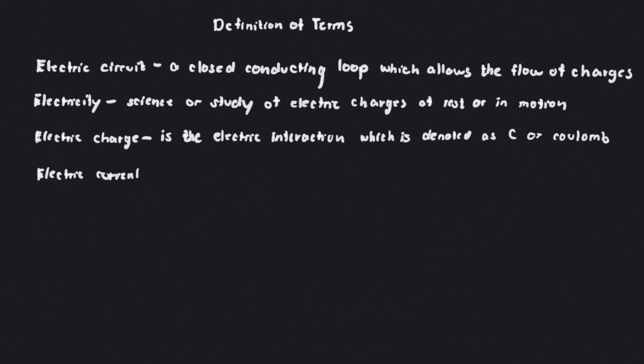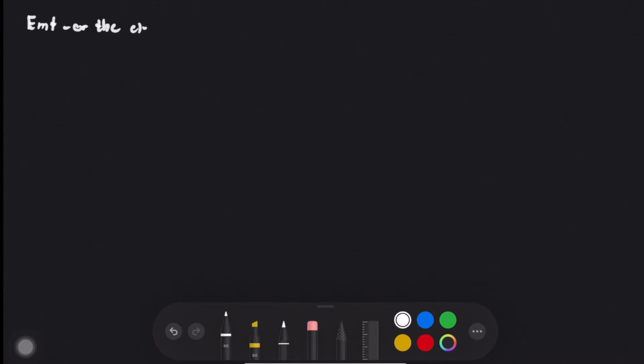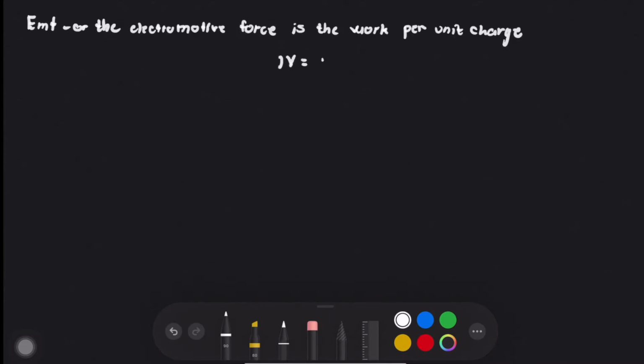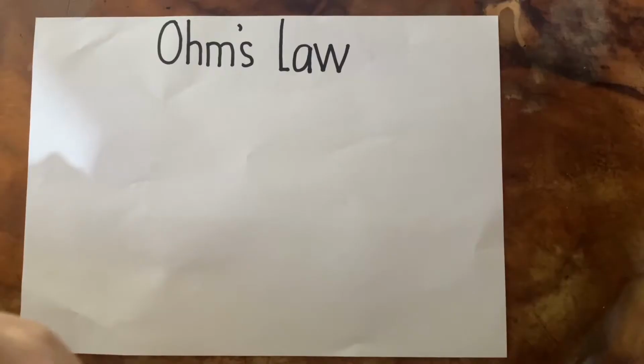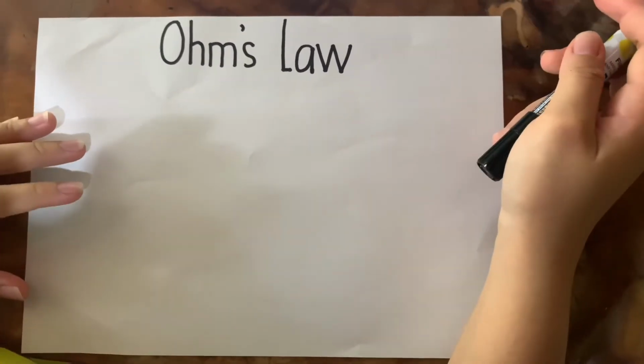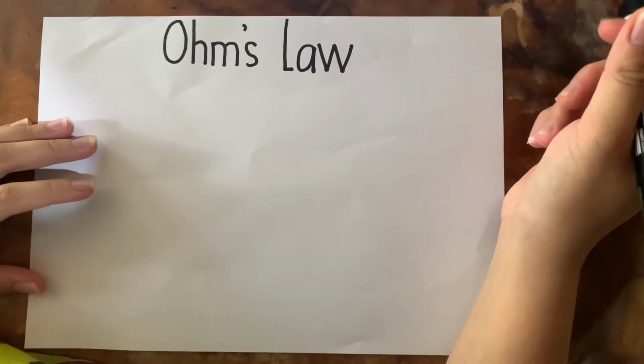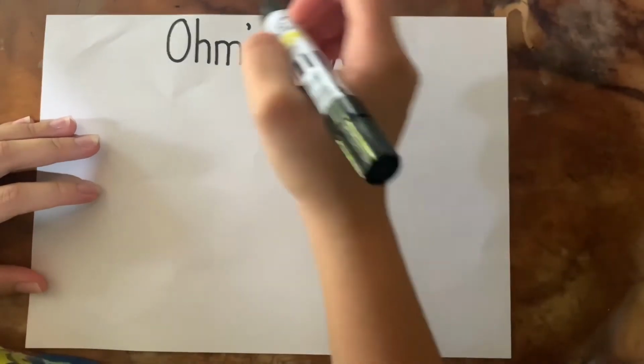Then the electric current is the electric charge per unit time. EMF, or the electromotive force, is the work per unit charge, where also 1 volt equals 1 joule per coulomb. Lastly is the resistance, which is anything that opposes electric current in a circuit, where 1 ohm equals 1 volt per amp. Ohm's law states that the voltage across each resistor is directly proportional to the current flowing through the resistance.